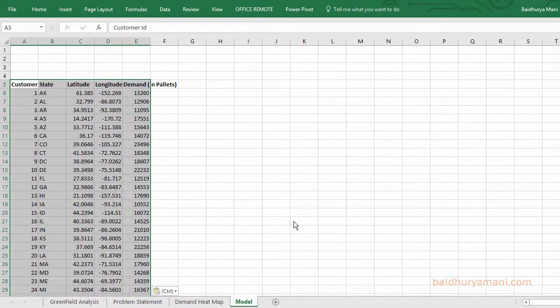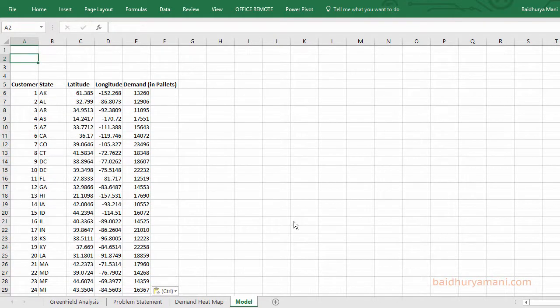So the first part of this problem is the decision variable. So in our case, the decision variable will be the latitude and the longitude of the facility. So let's mark it yellow. So this is the latitude and the longitude. The objective function in this case will be to minimize the total weighted distance. So we need to calculate the distance between the state and the distribution center. So we'll write it as distance from DC.